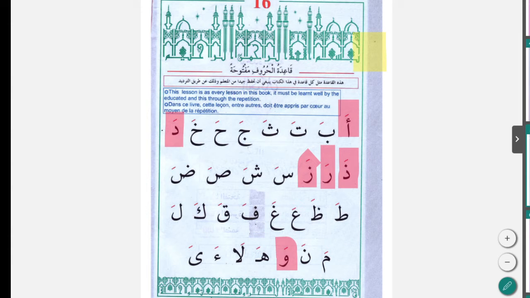Welcome to our class. In the previous class, we read all these letters here in this chart with the first vowel, which is fatha. Before we move forward to read words, we have to notice something. In the Arabic language, there are some rules.